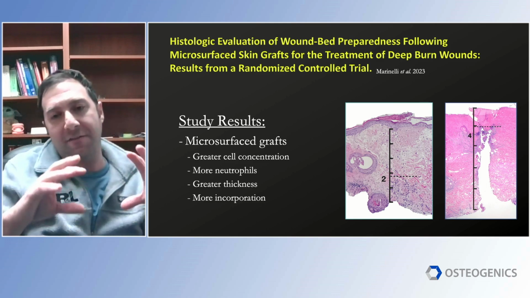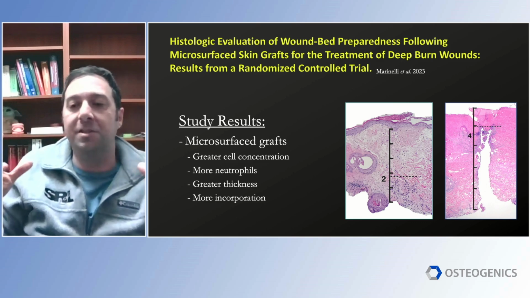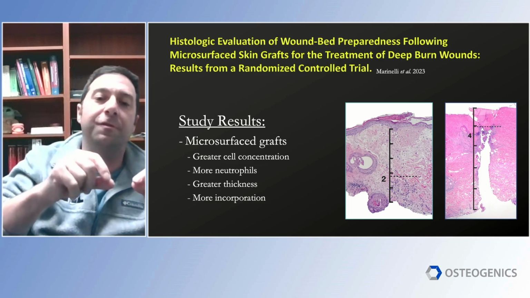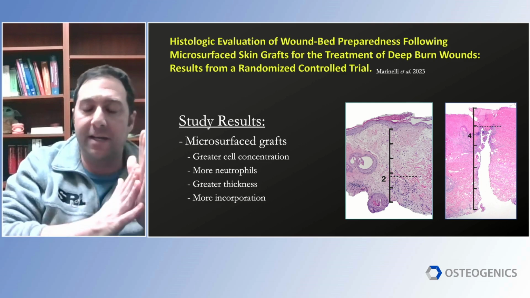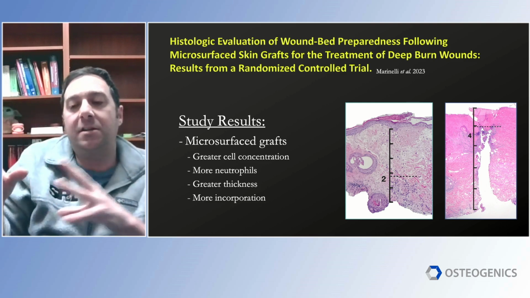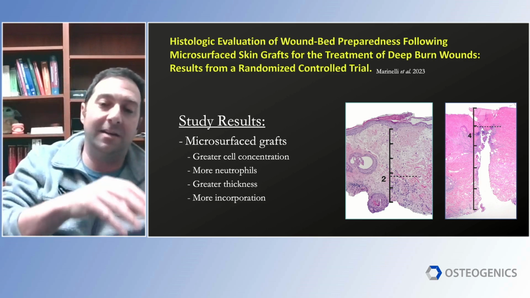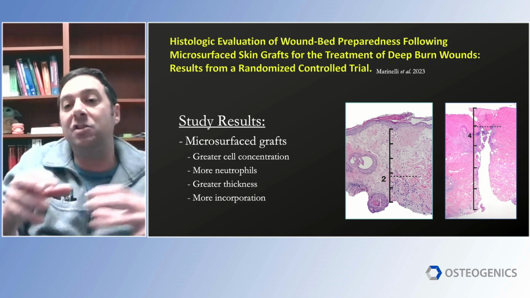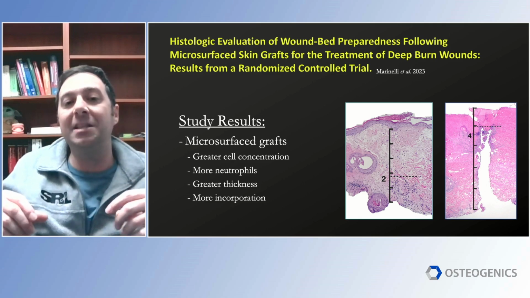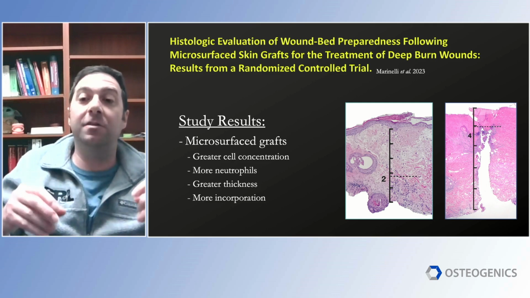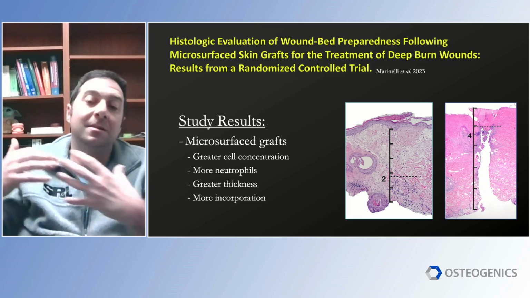One of the most interesting things that I read, though, that I thought was the most astonishing, was the fact that there were more neutrophils as the predominant cell type in the cell infiltrate. And what that tells me, because when you look at natural healing, neutrophils are the first cell to get into a naturally healing wound. In the smooth surface traditional allografts, they really saw no neutrophils at all. But in the microsurface grafts, neutrophils really were the predominant cell. So to me, it seemed like it mimicked natural healing more.